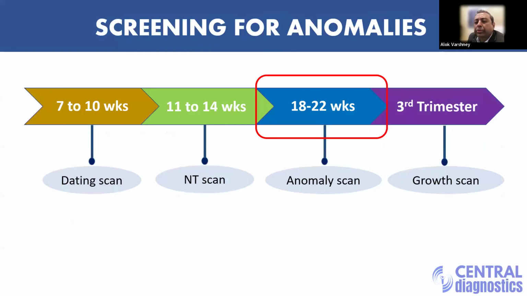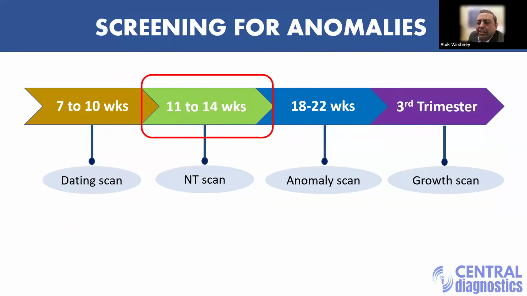Traditionally, we've been doing screening for abnormalities during the anomaly scan at 18 to 22 weeks of gestation. But today, because of the advancement in our skills and the technology of ultrasound machines, which has improved very significantly, we can see much of what we used to see at 18 to 22 weeks at 11 to 14 weeks, at the time of the NT scan. So this entire course is dedicated to detecting various kinds of abnormalities at the time of NT scan.